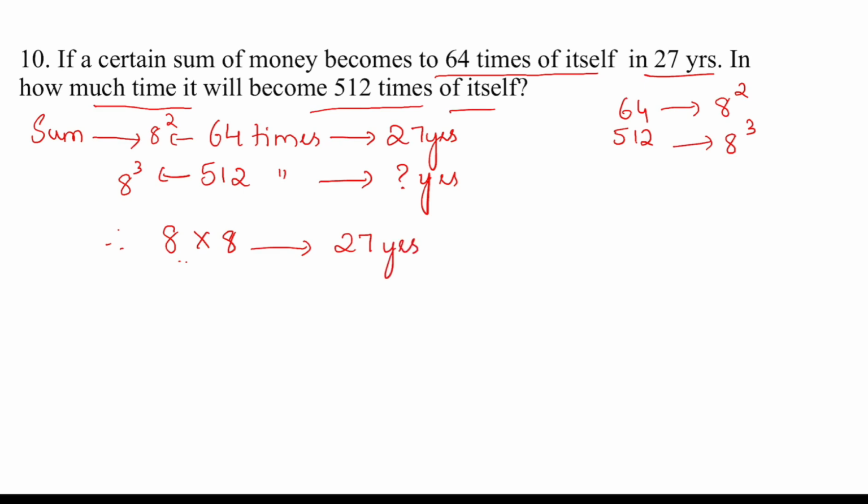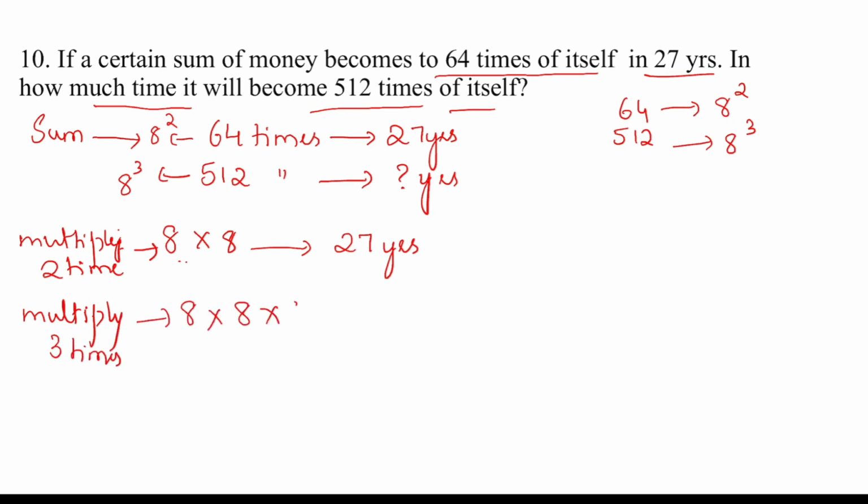Therefore, to multiply 2 times it is taking 27 years. Now, to multiply 3 times, because it is 8 cube, isn't it? 8 into 8 into 8 is 512, and this is 64. To multiply 3 times, how many years will it take?